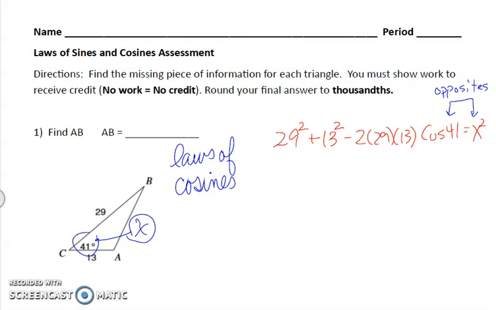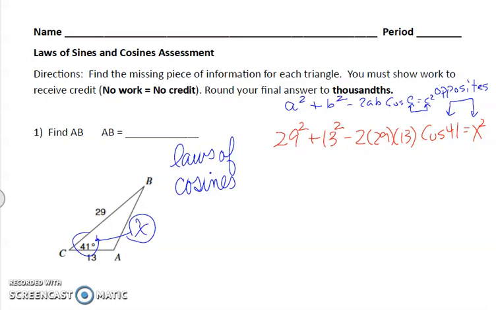So the problem looks a lot like the Pythagorean theorem. It's a squared plus b squared minus 2ab cosine of C equals c squared. The c squared, the way we end the equation, is the side that's opposite the angle that we're working with. And then the other two sides, in this case 29 and 13, are the a and the b.